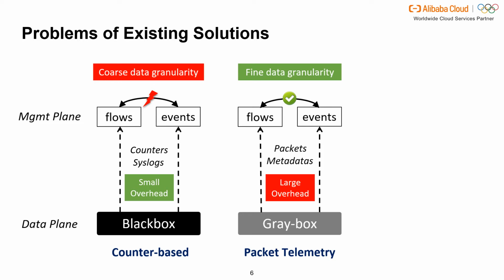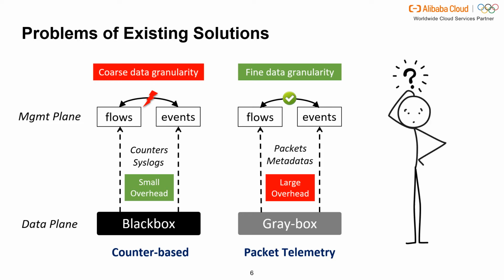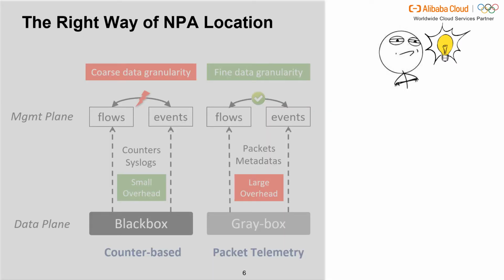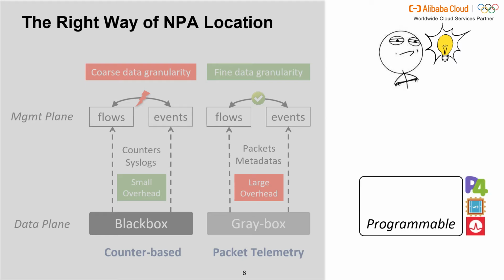Existing solutions either compromise scalability or sacrifice granularity. Then, is there an ideal solution that can achieve both fine granularity and cost efficiency? Luckily, recent advances on the commodity programmable data plane have provided us a new foundation for rethinking flow event monitoring.